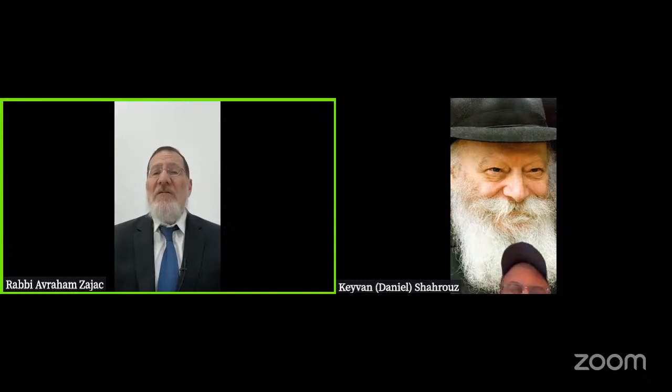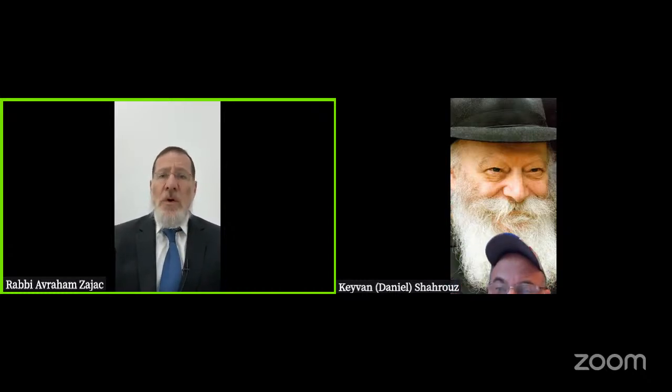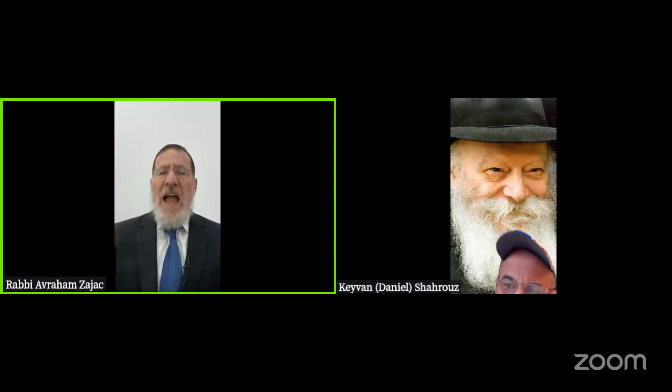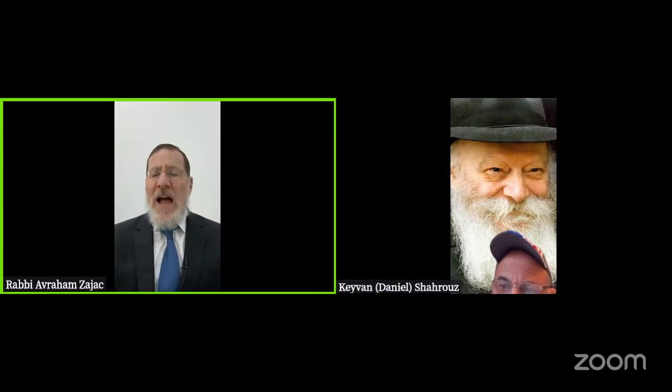If you have individual vines, the work that was done was manual work. For manual labor, 6 tefachim is enough. When you have a vineyard for which people would have an ox and they would have a wagon and they would have various implements, right? Because they were doing a lot more. For that, you have to have 4 amos.